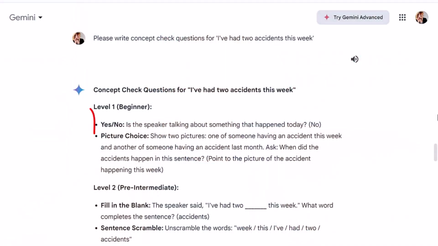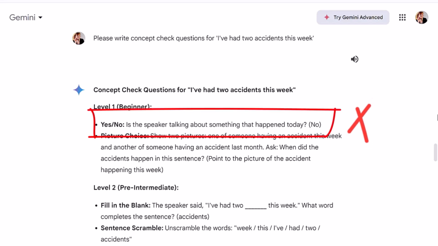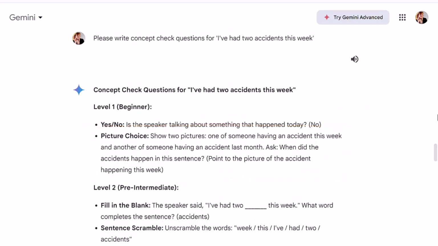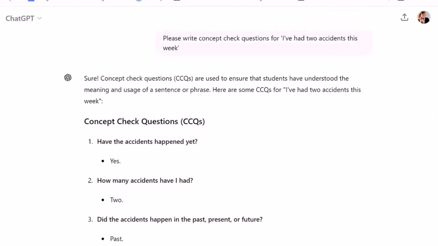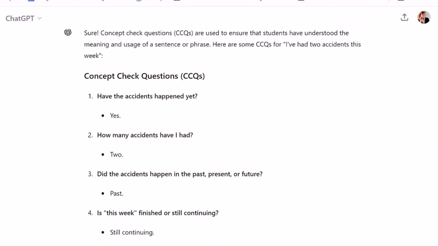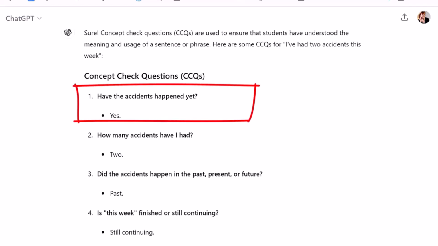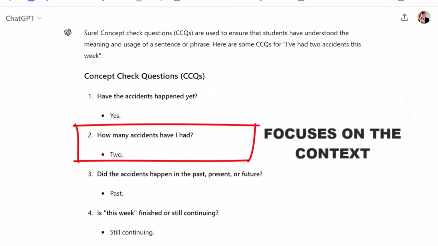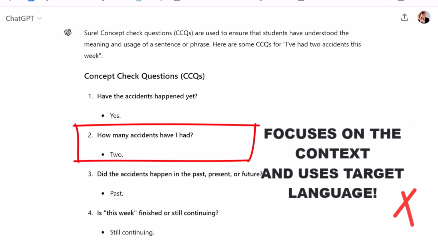These are either inaccurate, one of the accidents could be today, or else rather convoluted and not very clear and helpful, I think. ChatGPT did much better with this. CCQ question number 1, though, uses the target language, and number 2 focuses on the context. So neither of those is great. Some of the others, though, are sensible and useful. And as with all of this, as I keep saying, you have to take a critical approach.